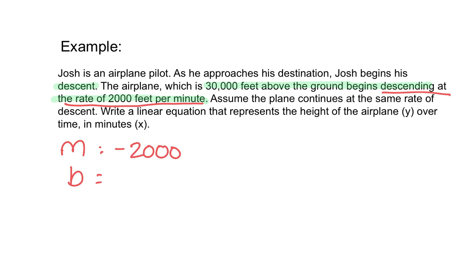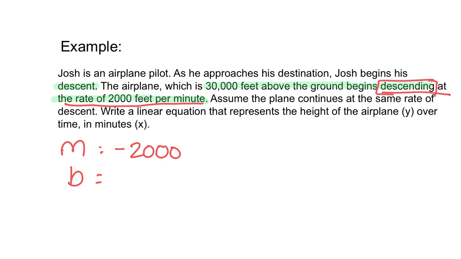Now, the B, remember, is your starting value. Do we know where the plane started before it started descending? Obviously, the plane started on the ground at some point, and then it flew into the air, and it was in the air for a while, and then it started to come back down.